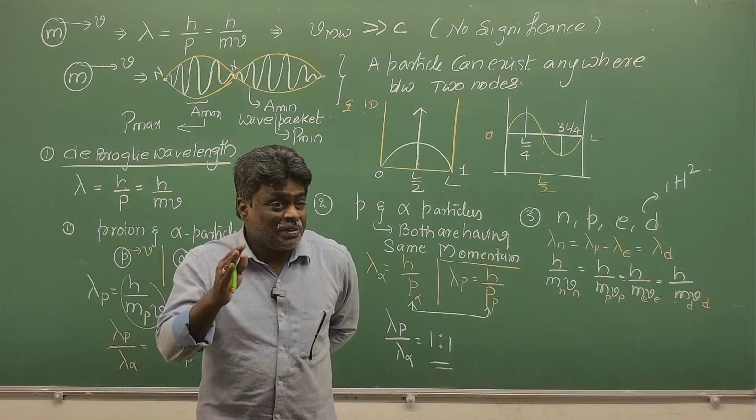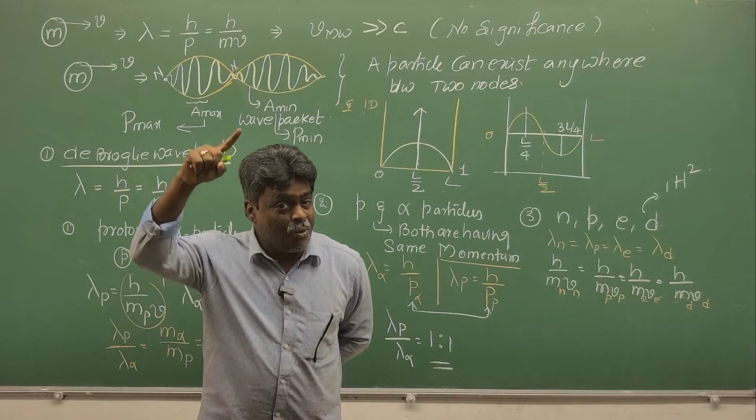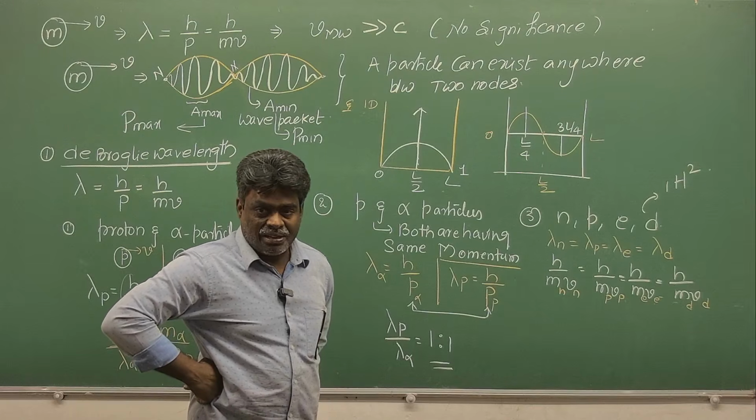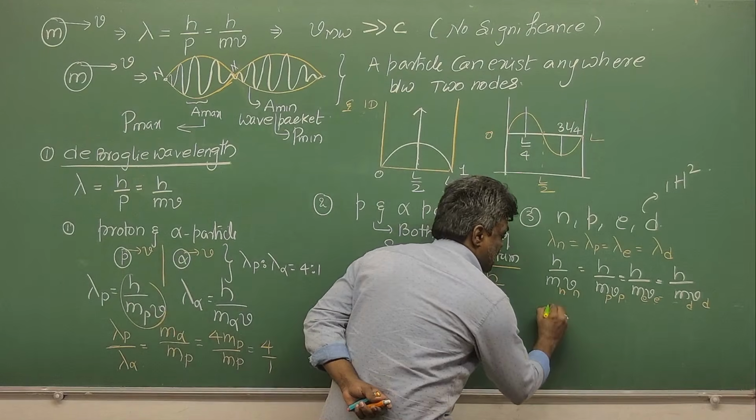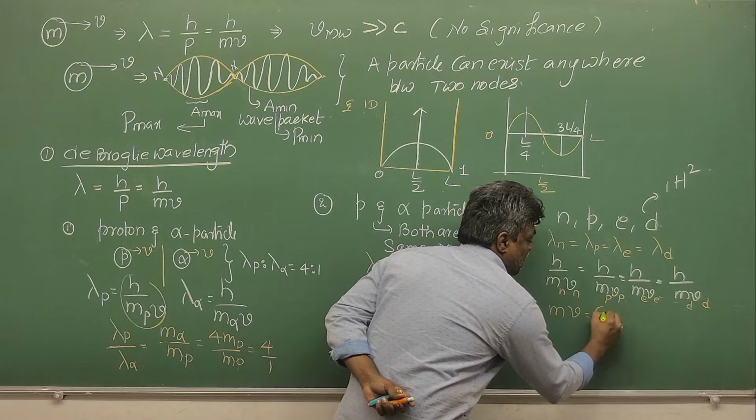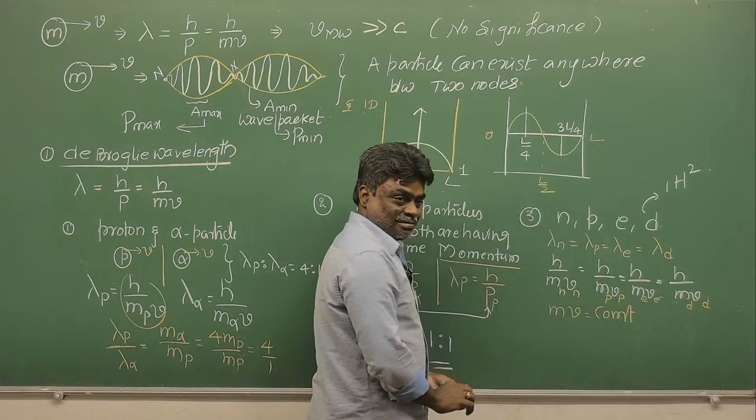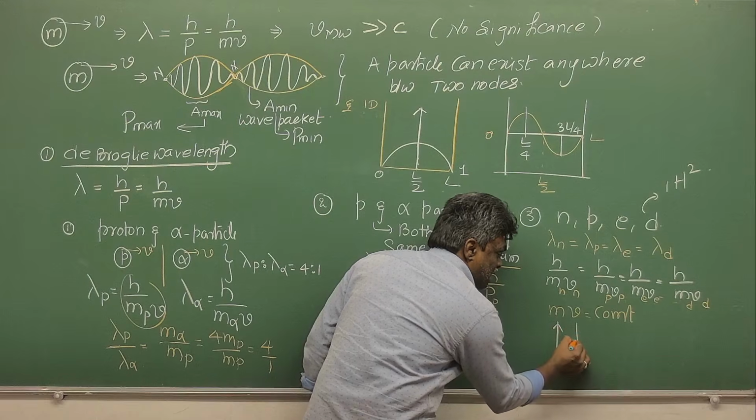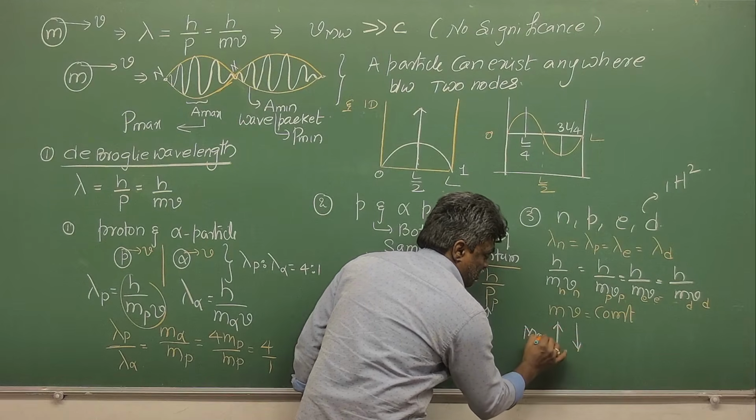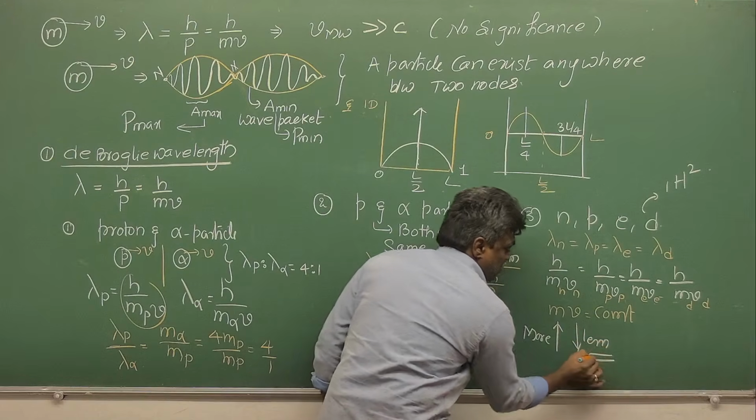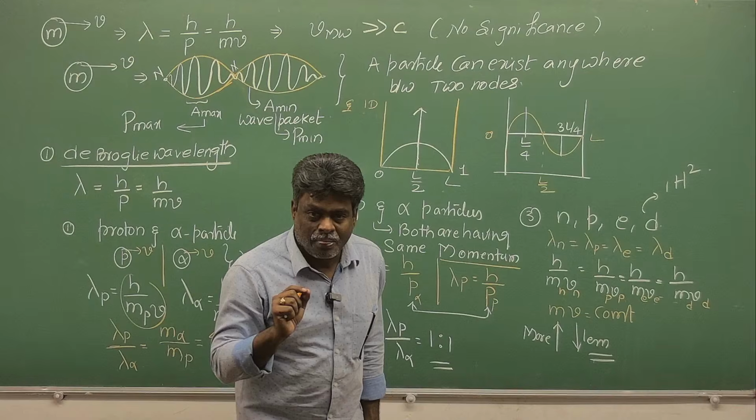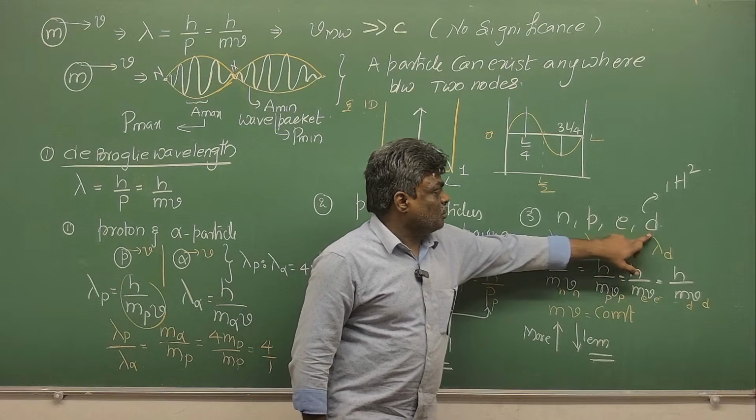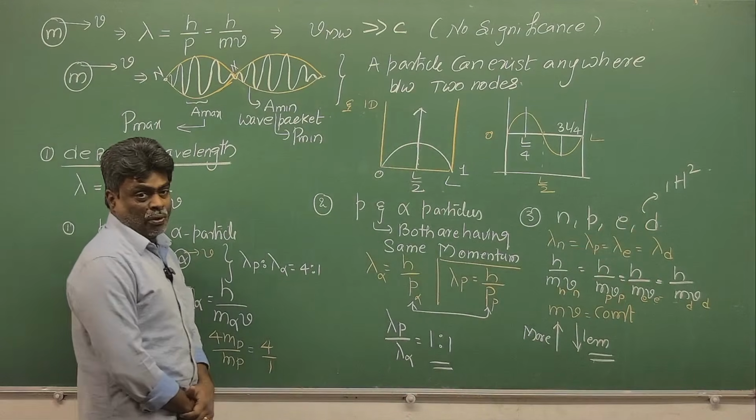Whatever particle has more mass must have less velocity. Understand? So finally what you are saying is mass into velocity is constant. That's why if mass is more, velocity is less. You understand this concept?